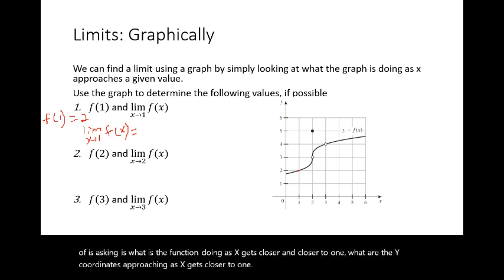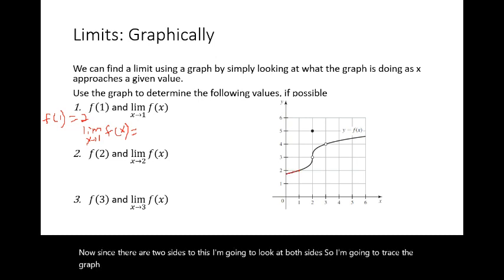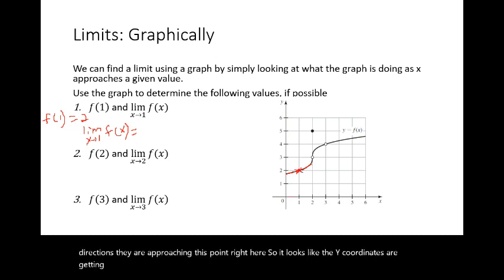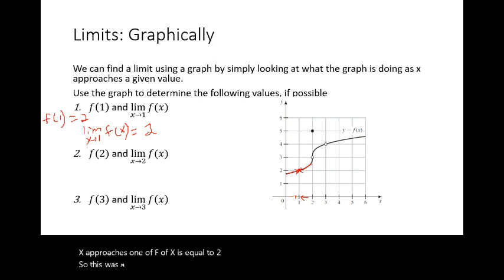Now, since there are two sides to this, I'm going to look at both sides. So I'm going to trace the graph from the left, and I'm going to trace the graph from the right. And it looks like from both directions they are approaching this point right here. So it looks like the y-coordinates are getting closer and closer to 2 as we approach 1 from both sides. So we say that the limit as x approaches 1 of f of x is equal to 2. So this was a case where the function's value equaled the function's limit. That is not always going to happen.